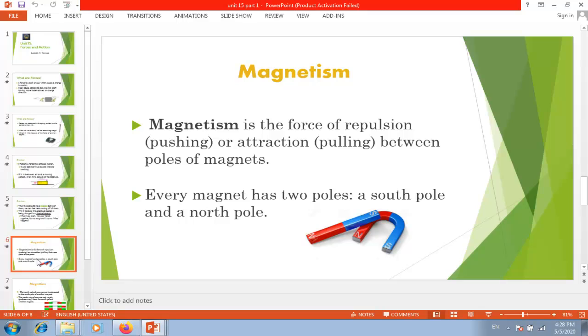Why do they repel each other? Because of a property of magnetism: like poles of magnets repel each other, but unlike poles attract each other. So we know that every magnet has two poles, the south pole and the north pole. So does the magnet have a force or not? Yes, it has a force of attraction or a force of repulsion.